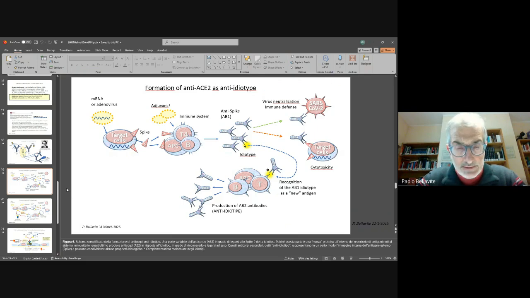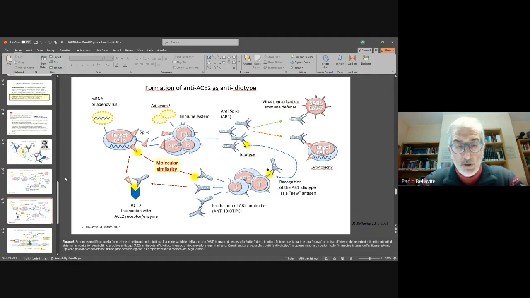In the lower part of the figure, the formation of idiotype secondary antibodies is outlined. The AB1 idiotype is recognized as a new antigen and AB2 antibodies are produced. This mechanism does not represent a pathological condition per se. On the contrary, it is a physiological phenomenon of immune self-regulation, useful for balancing the presence of antibodies and preventing excessive production of new immunoglobulins. However, the next please.